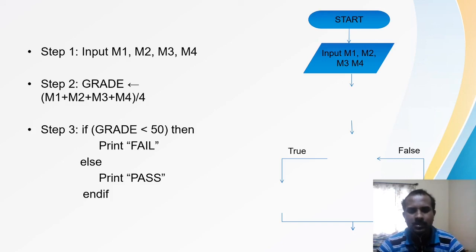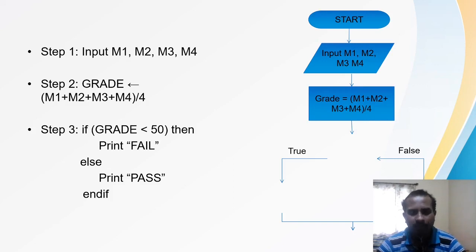Next step is you are calculating, right? So grade is equal to M1 plus M2 plus M3 plus M4 divided by 4. Afterwards, what you have to do? We have to make a decision, right? Whether the grade is above 50 or lesser than 50. The decision is based on the diamond structure, right? So, is grade lesser than 50?